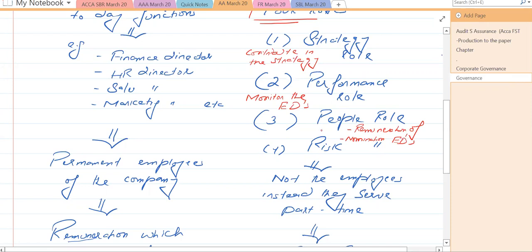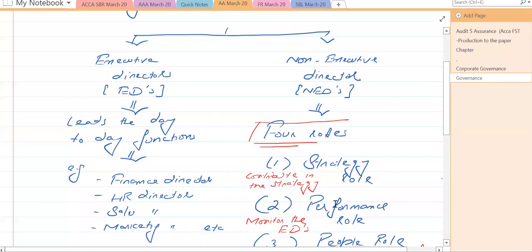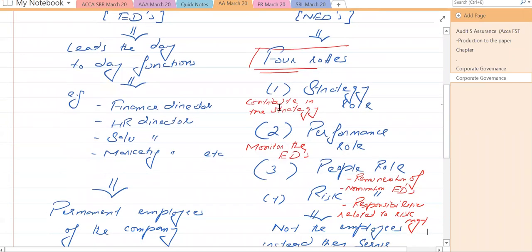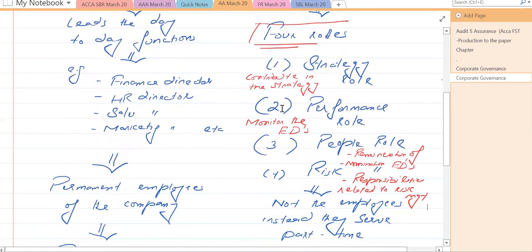And then you have the risk role, which means responsibilities related to risk management. So NEDs serve part-time. They have 4 roles. Strategy role, that means contributions in the strategy of the company. Performance role, that means they monitor the EDs. People role decides the remuneration of EDs and nomination of EDs. And risk role means responsibilities related to risk management.